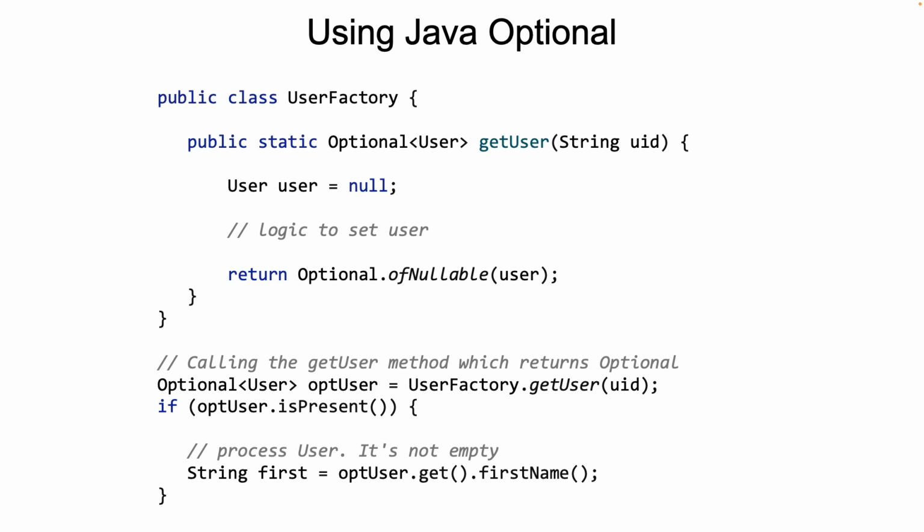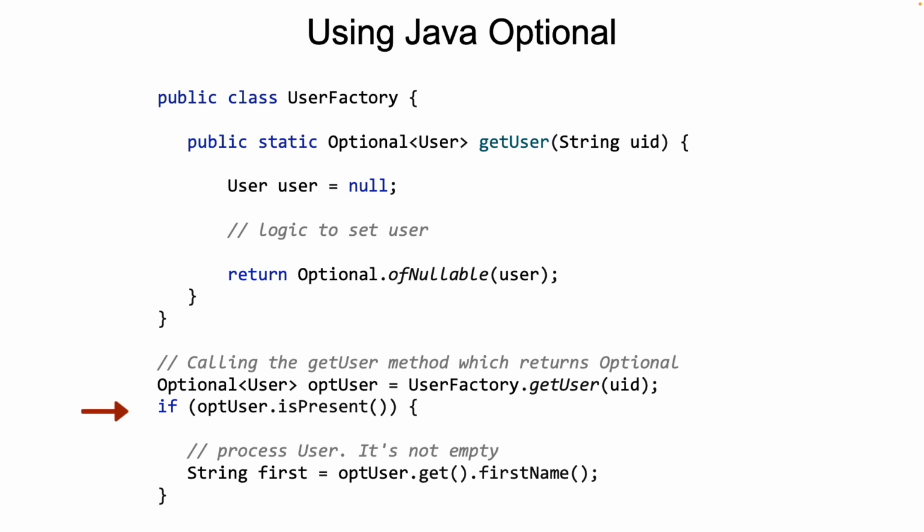With this knowledge under our belt, let's now rewrite our factory method, the user factory method, which we had seen earlier, to use Java optional instead. This should be straightforward. You can now see that in the getUser method, ofNullable is used to return the user object wrapped in an optional type. But note here that if we know for a fact that the user can never be null, then we do not need to use the optional. Simply return the user. In this case, because the user could be null, we are returning an optional of type user.